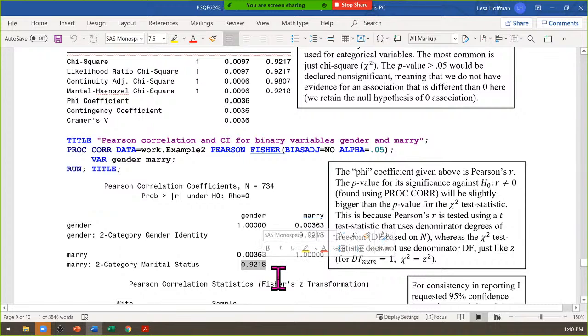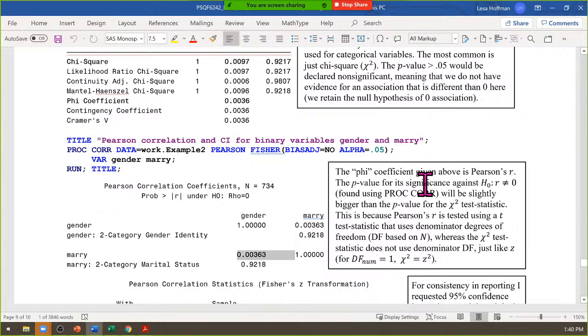Just a difference in whether the reference test statistic is a chi-square that does not pay attention to sample size or a t statistic that does. The question would be, how do I put that in a sentence? And this is something you get to practice in your homework. How do I interpret a Pearson correlation between binary variables?